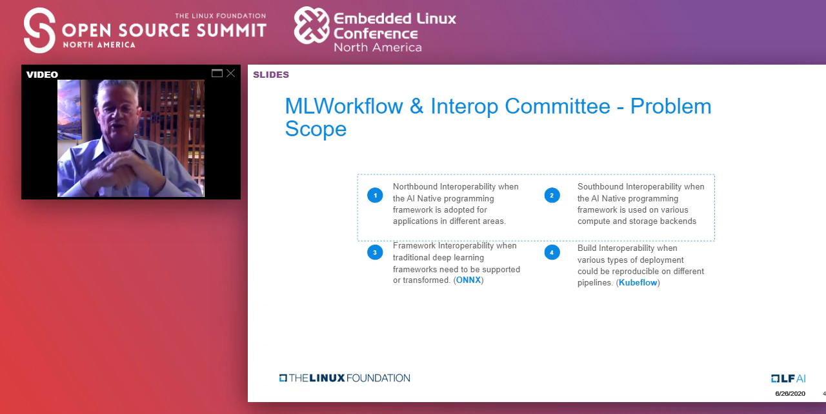ONNX is a graduated project of the Linux Foundation AI and has a semantic graph representation. TensorFlow, PyTorch, scikit-learn, lots of other ML and DL frameworks can be converted into ONNX. And then once it's in ONNX, of course, it can be optimized for different hardware. It can run on different platforms. And many different tools use ONNX for interoperability, for example, MathWorks. And ONNX, as a graduated project, also has community meetings open to the public. The last one, I think there were 200 people registered, representing 100 different organizations.